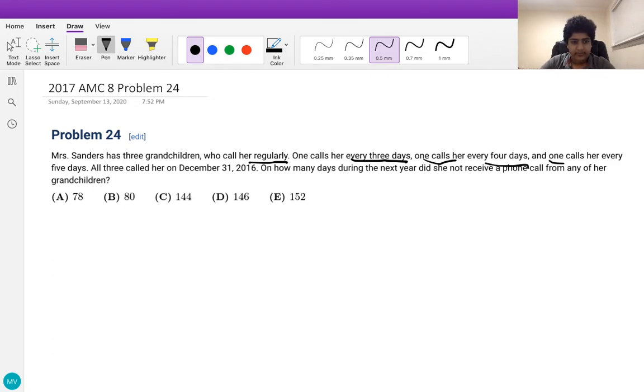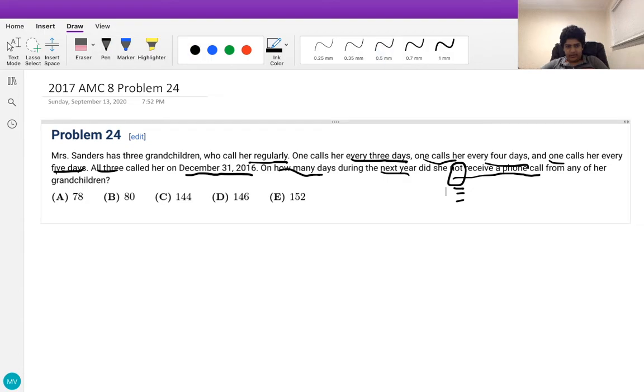All 3 called her on December 31 of 2016. On how many days during the next year did she not receive a phone call from any of her grandchildren? And this "not" here is very crucial because we might end up answering the wrong question if we don't pay attention.